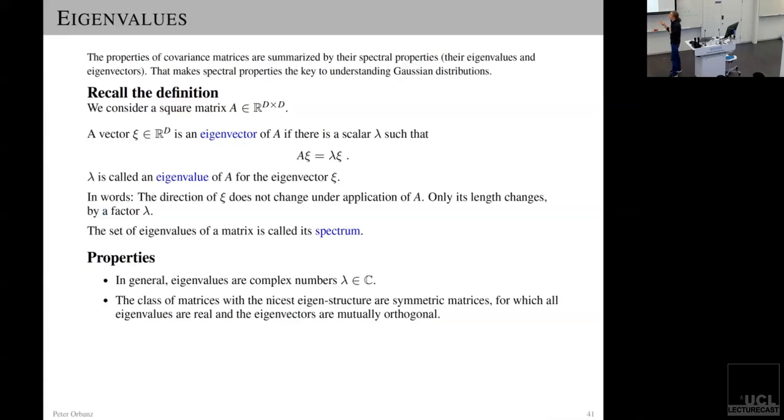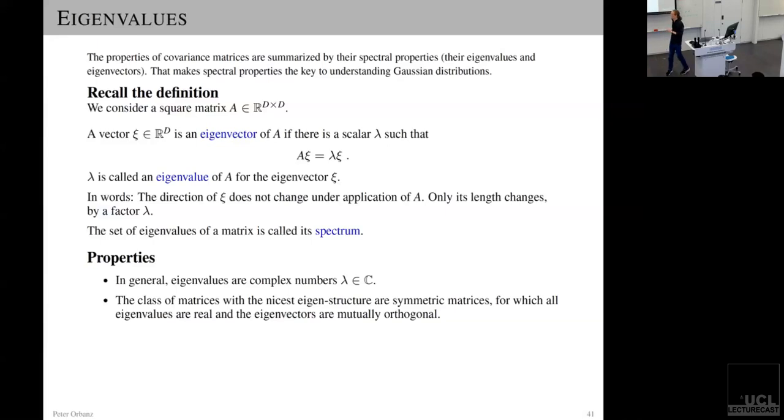And in that case, the space spanned by these two vectors is called an eigenspace, right? So you have some linear subspace of your space that is spanned by eigenvectors that all have the same eigenvalue. So you basically have an eigenvalue that is associated with that subspace. And then the dimension of that subspace, the number of linearly independent eigenvectors that have the same eigenvalue, is called the multiplicity of that eigenvalue.